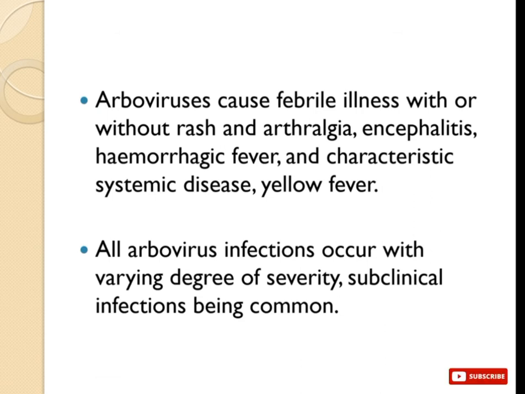Arboviruses cause febrile illness, with or without rash, and arthralgia, encephalitis, hemorrhagic fever, and a characteristic systemic disease, yellow fever. All arbovirus infections occur with varying degree of severity, subclinical infections being common.